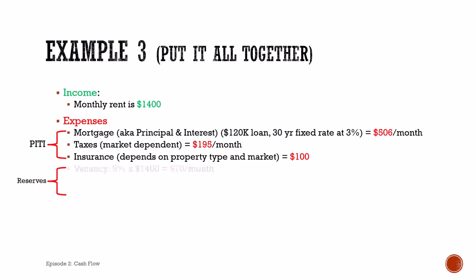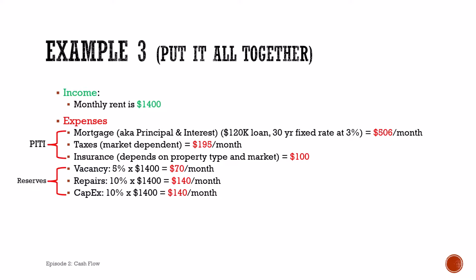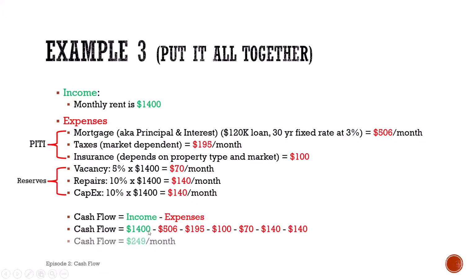Now let's get into your reserves. Remember, I don't have an HOA and I'm self-managing here, so I don't need to take those into account. So there's your vacancy, 5%, repairs are 10%, and CapEx is 10%. Let's put everything into the equation, and your cash flow comes out to be $249 a month. Now this is true cash flow because you're also taking into account your reserves. This is what you want to see. This is a good number.